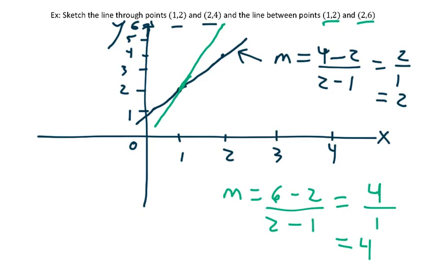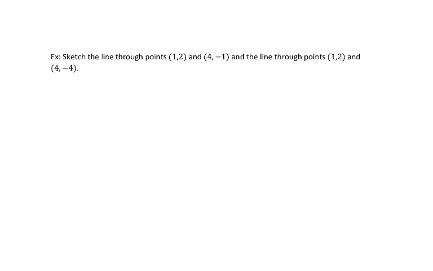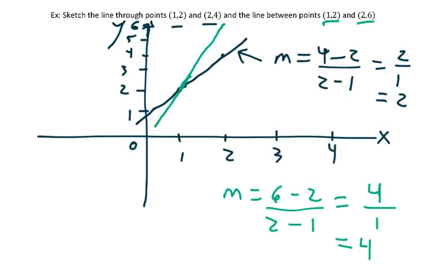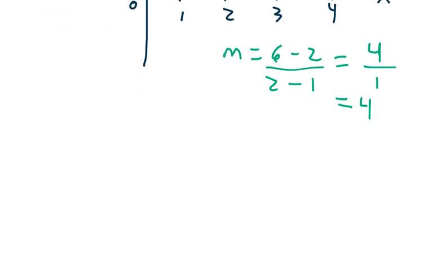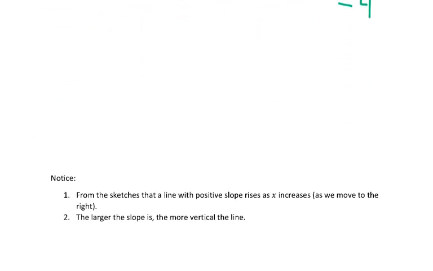And that's no accident either. It turns out that a line with a positive slope is going to rise as your x increases, and the larger the slope, the more vertical or steeper the line is.